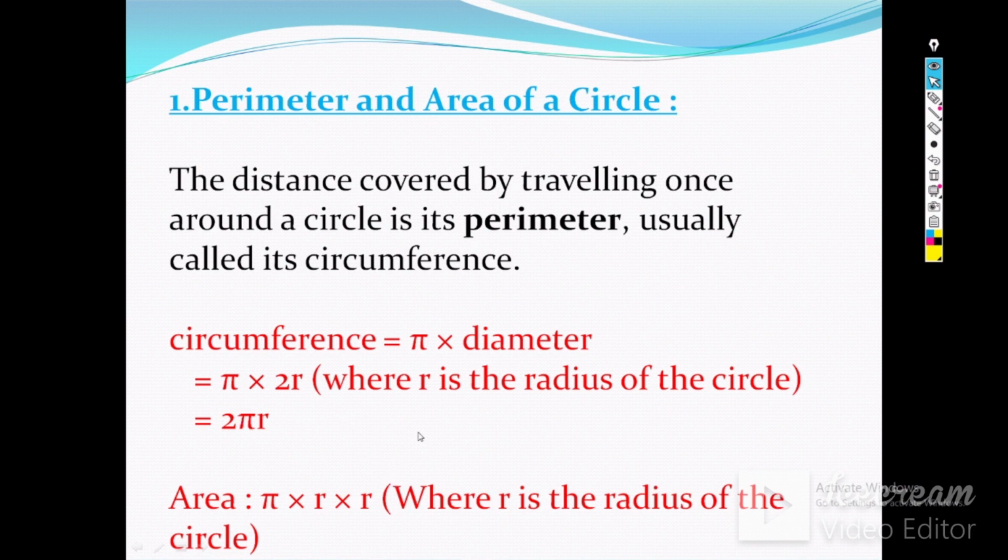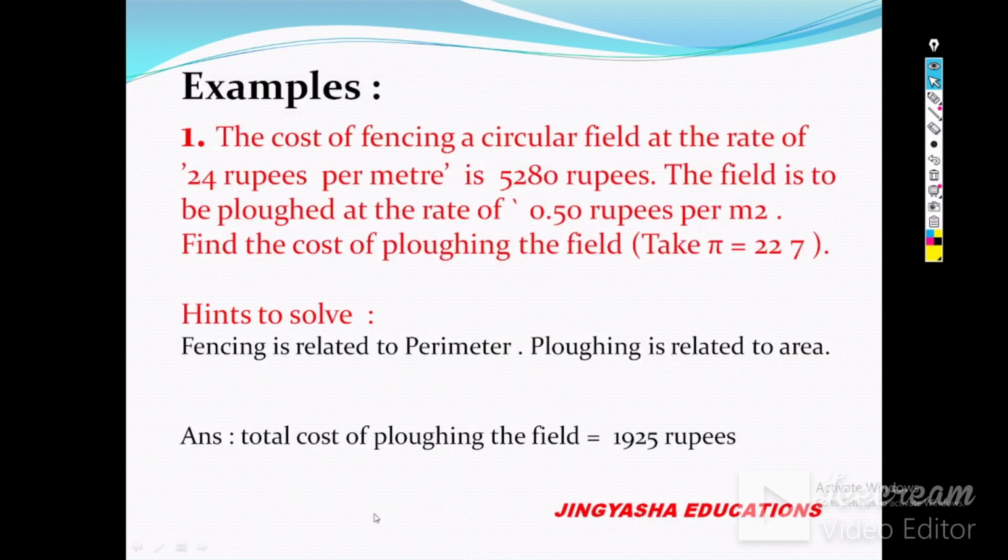Now to calculate the area, we take pi into r square. So pi r square is the area of the circle, where r is the radius. Now we will solve an example. It's related to the circumference as well as the area. So let's see what the problem is.